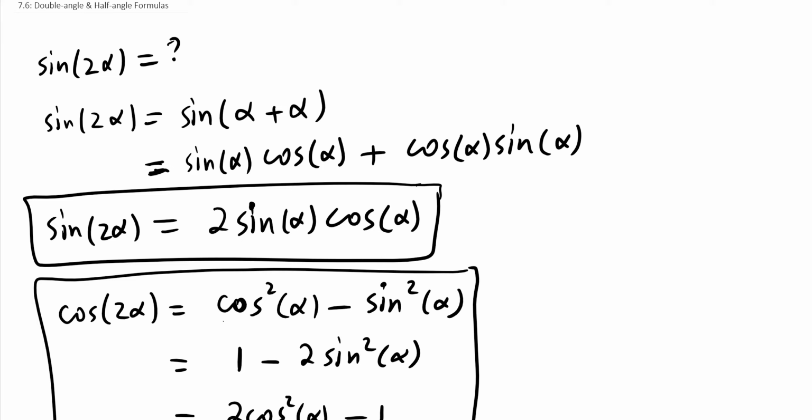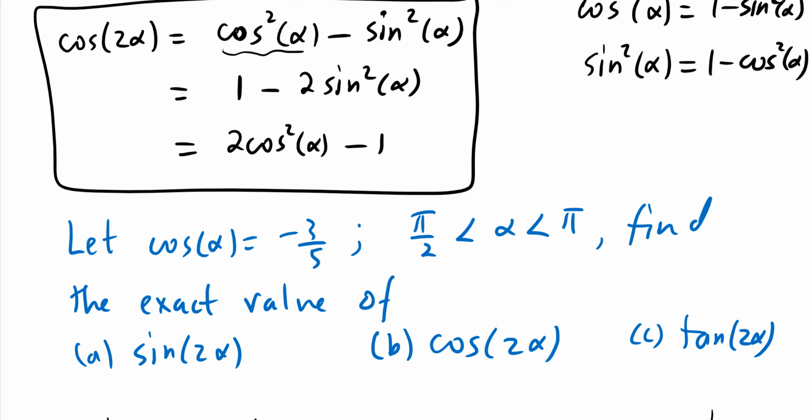How do we apply them to an example? Let's look at this example here. They give us cosine alpha is negative 3/5. Alpha is in the second quadrant, pi over 2 to pi. Find the exact value of sine 2 alpha, cosine 2 alpha, and tan 2 alpha.